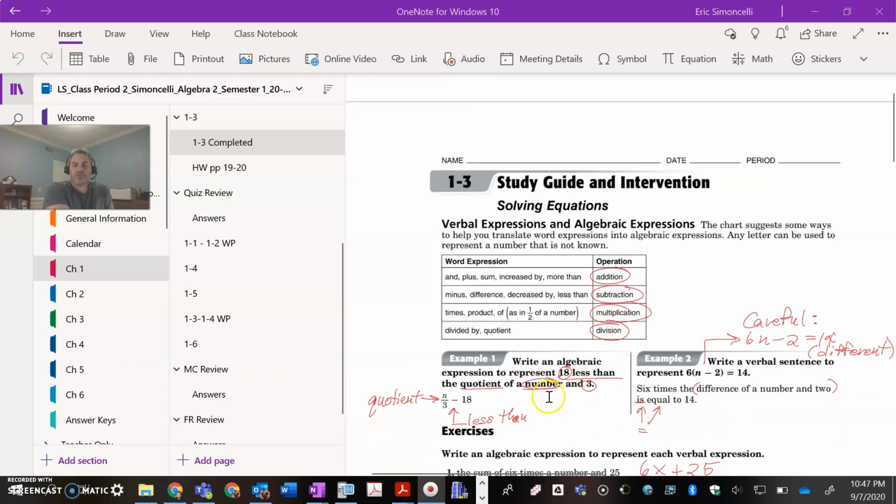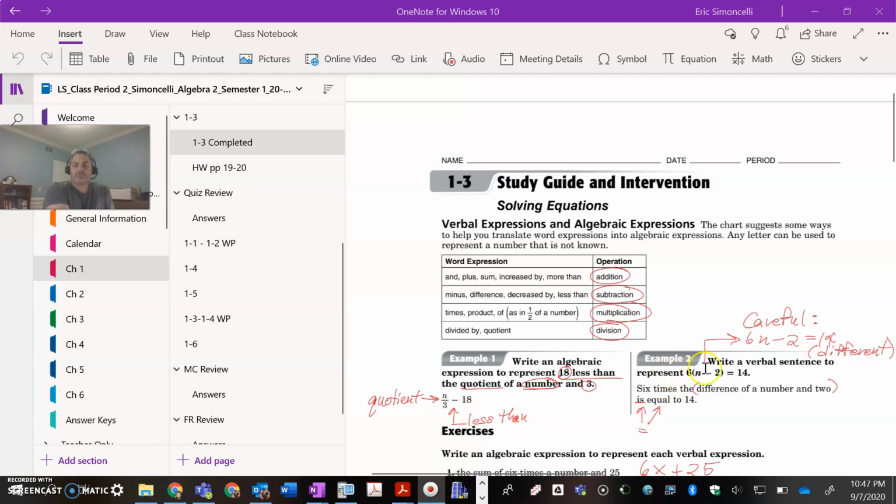So let's take a look. Example 1, write an algebraic expression to represent 18 less than the quotient of a number and 3. So 18 less than the quotient, that's going to be indicative of a subtraction of 18. But what? From the quotient, they say, so the division of a number n they use for the variable, and 3. So n divided by 3 would be that representative expression. N over 3 minus 18 is precisely what you need to write for this particular algebraic expression.